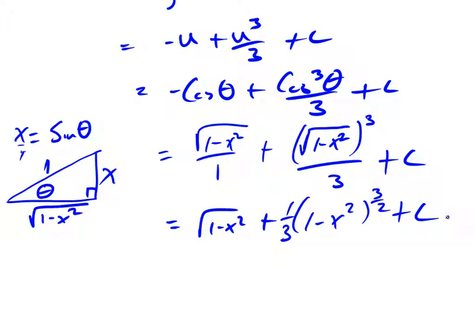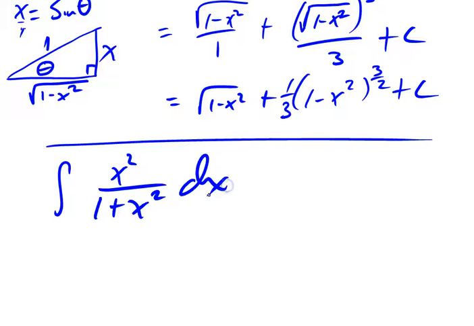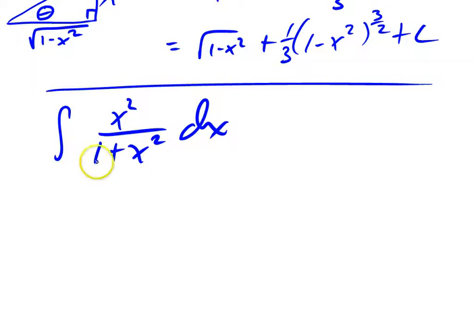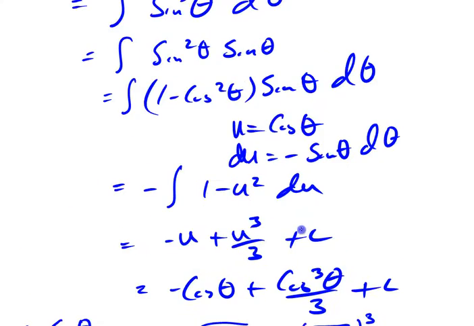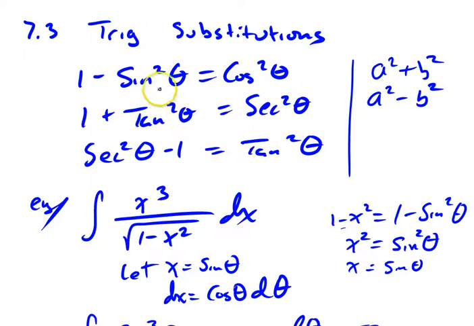Let's do another example. Let's do the integral of x squared over 1 plus x squared. Now this one actually has several ways it could be done. In section 7.4 we'll have another method for doing this. But for now, I'm looking at that 1 plus x squared, and I'm going to scroll all the way back up to the top here. 1 plus x squared looks not like the one we use. It's not 1 minus sine squared x. It looks more like this one, 1 plus tangent squared theta.